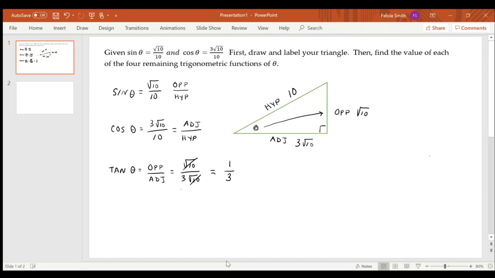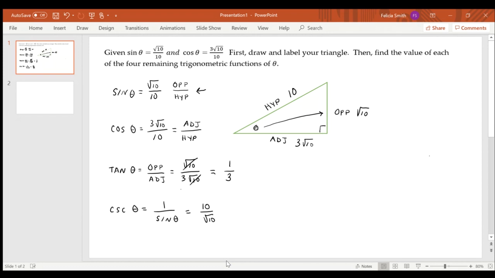Now let's go ahead and do the other 3 trig functions. We have cosecant of theta. Keep in mind, this is the same thing as 1 over sine of theta, which really means we're taking our sine function up here and we're going to be flipping this fraction upside down. So we're going to have our hypotenuse on top and the opposite side on the bottom. So our hypotenuse is 10, and our opposite side is radical 10.